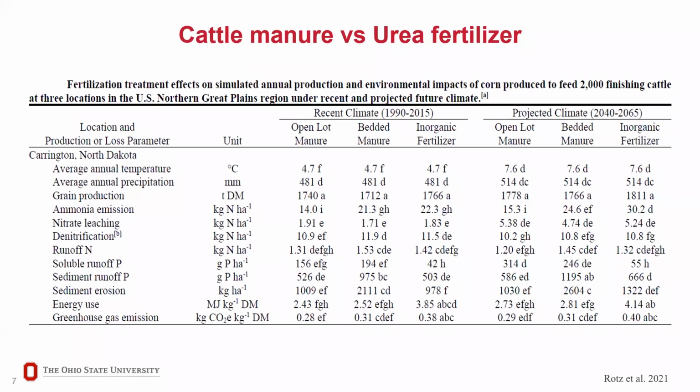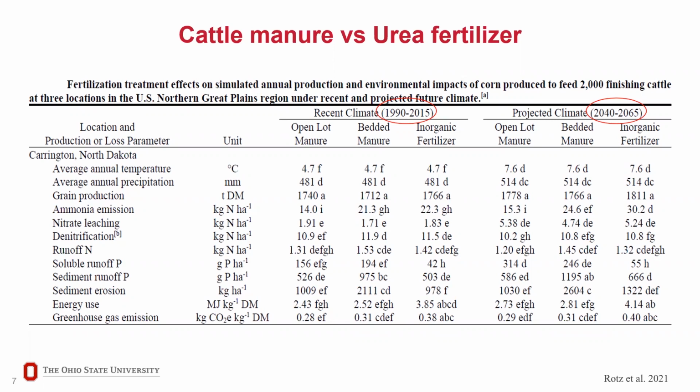So this is one piece of research conducted in the northern Great Plains area, and they compared what happens if they use cattle manure versus urea fertilizer. You can also see here they compared the performance in two different time periods, from 1990 to 2015, and also from 2014 to 2065. So that means the model is also useful to know what happens in the future.